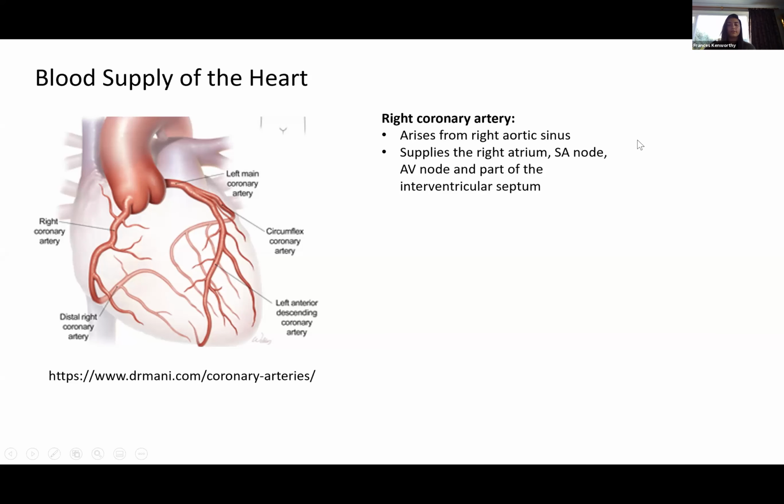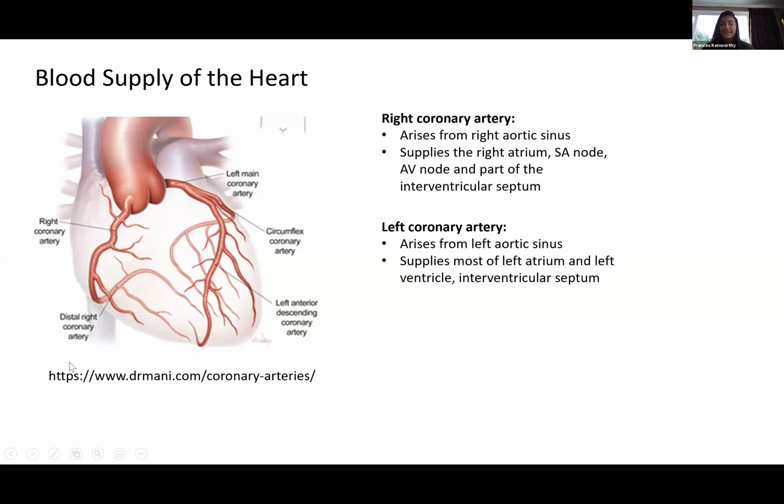And then we've got the left as well, supplying, obviously, as it says, the left-hand side of the heart, coming out from the left side of the aorta, and supplying the left ventricle, left atrium, and the interventricular septum as well, which is the wall that separates the left and right ventricles, just in the middle of the heart there. And you've also got the circumflex artery as well, and that quickly turns around and supplies sort of the back side of the heart, which we call the posterior side of the heart.